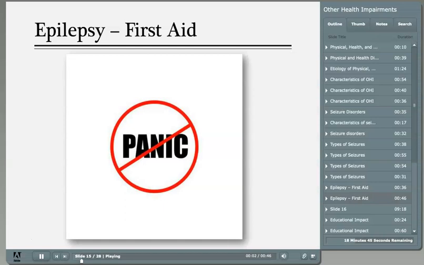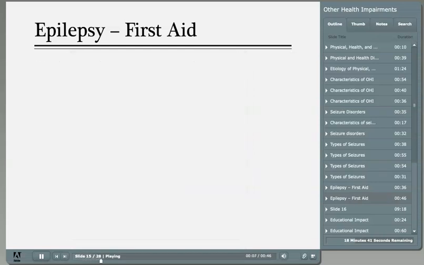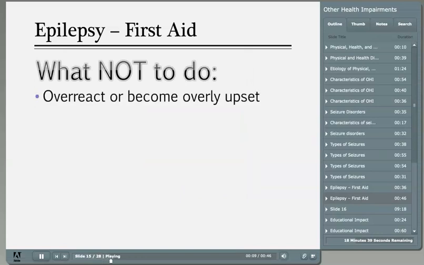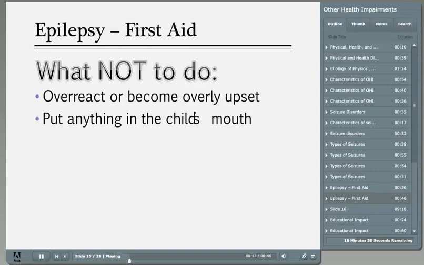As we said in the last slide, in the event of a seizure, it is important to stay calm. Do not overreact or become overly upset. Never put anything in the child's mouth. A person having a seizure is likely to clench their teeth together, so we don't want to put anything in their mouth that could hurt them or you.